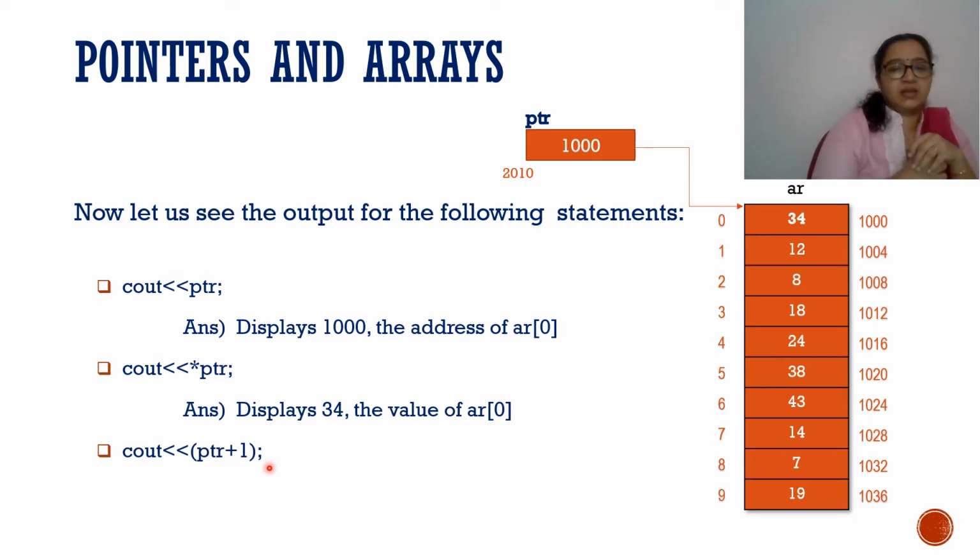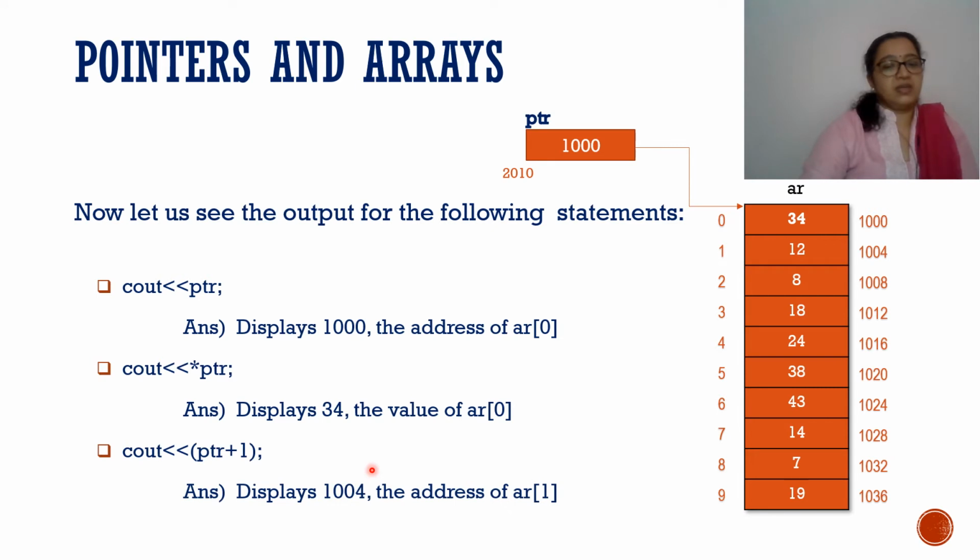Now see the third one. PTR plus 1. See cout PTR plus 1. What output will we get? Yeah, PTR is 1000. Is it? PTR is 1000 now. PTR plus 1 means what? PTR plus 1 means 1000 plus 1. But 1000 is an integer location cell. So we will get the next integer location because 4 bytes are there. So the next cell, that is 1004. Is it? So when you put cout PTR plus 1, we will get 1004. Yeah, it displays 1004, the address of AR of 1.